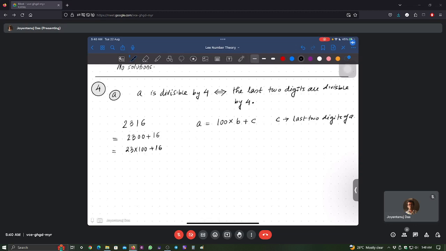So now since 4 divides A, we are assuming that A is divisible by 4, this implies that 100 times B plus C is congruent to 0 mod 4, right?